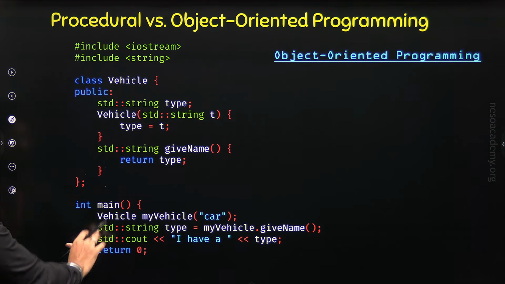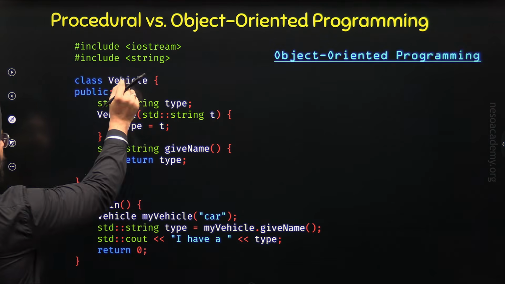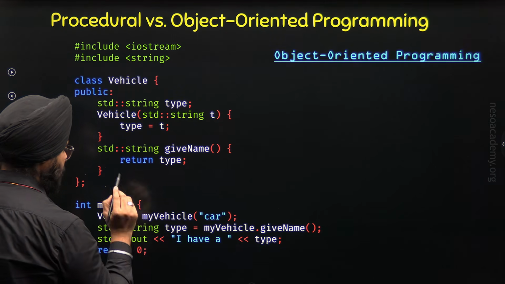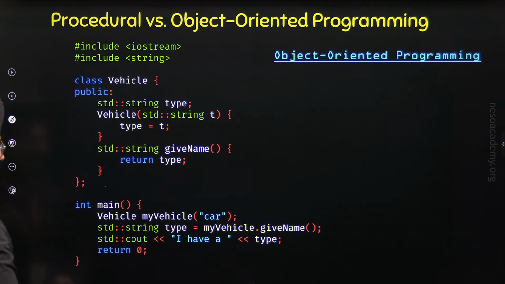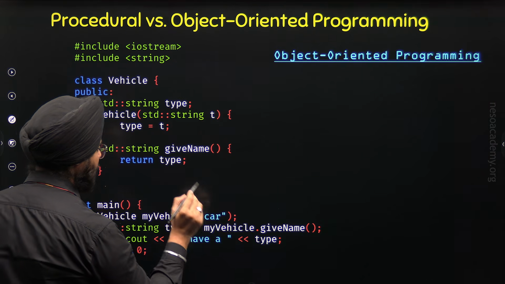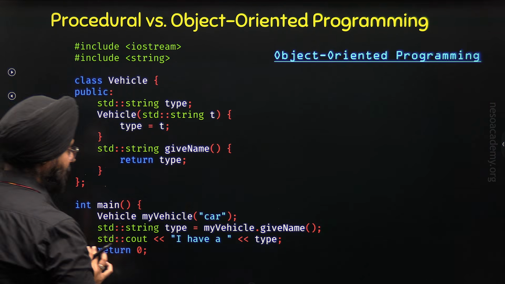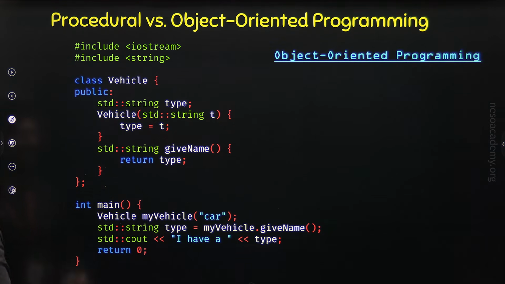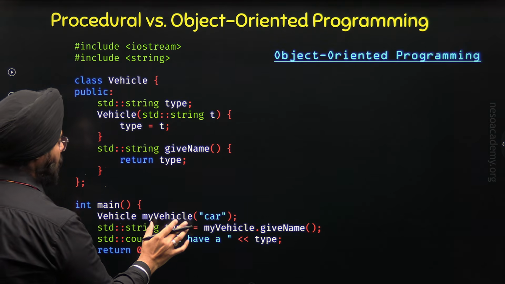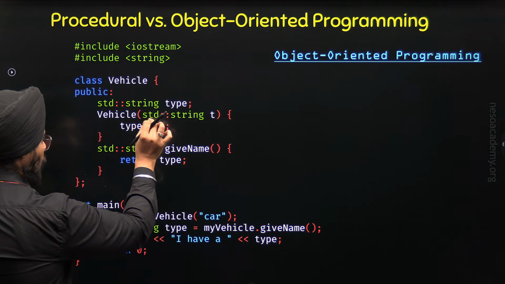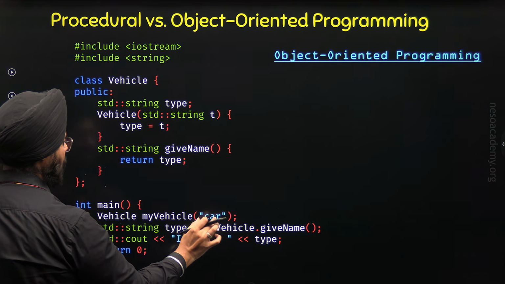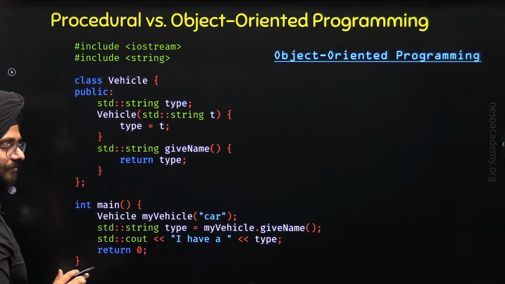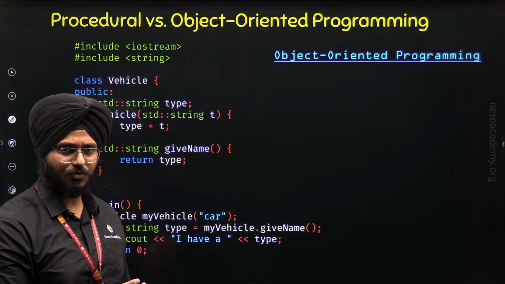Now, here is the main function. I have defined the object of this specific class. You can observe the type is Vehicle and the object name is myVehicle. And within parentheses, I have passed this string car. Now, this string will be received by this constructor. As I have already mentioned, when we create the object, the constructor is invoked. And this variable will receive this string, and this string will be passed to the variable type. I hope this is absolutely clear to you.